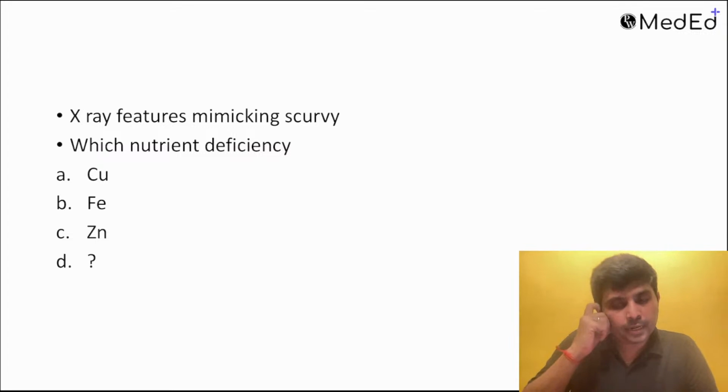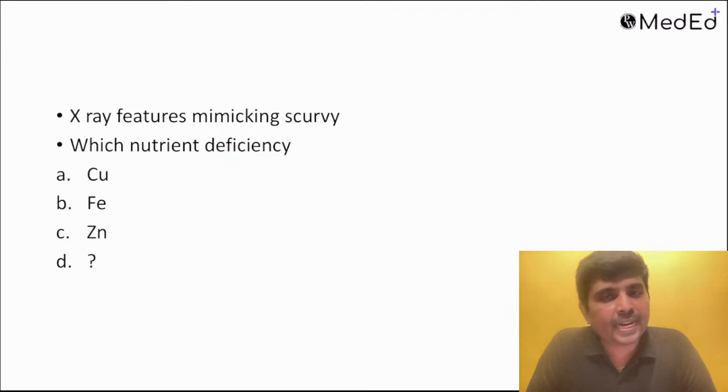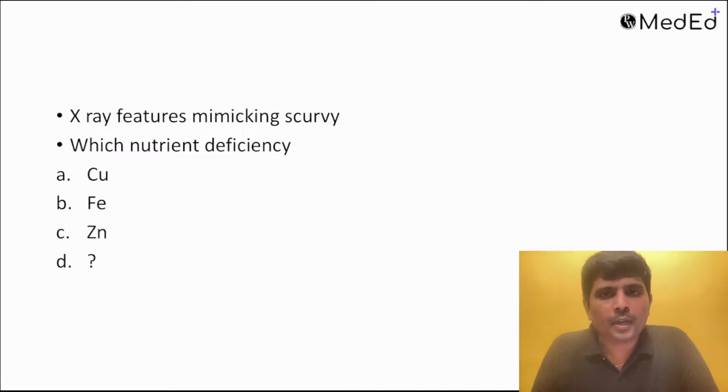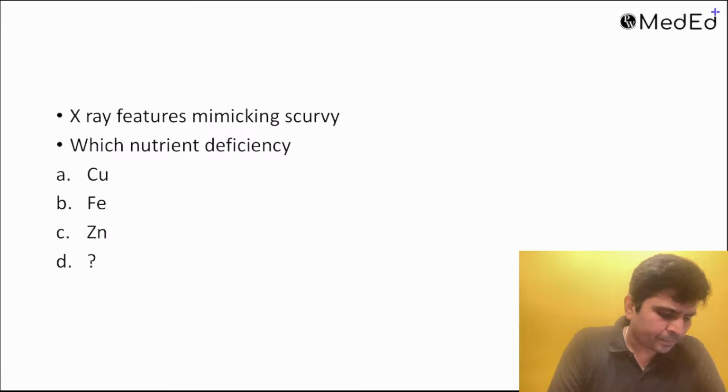Remember, there are two types of transposition of great arteries. One is TGA with the intact septum, another is TGA with the ventricular septal defect. TGA with intact septum, if you don't treat, will die about the third or fourth day. TGA with VSD will live because there is a defect and a place for mixture of deoxygenated and oxygenated blood. So is there any question?